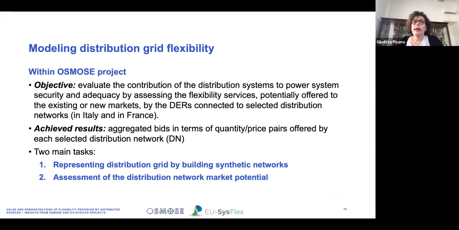Our objective within OSMOSE is to assess the flexibility product potential offered by the DRs connected to a group of selected distribution networks in Italy and France. The achieved results are the aggregate bids in terms of quantity and price offered by each selected distribution network. Next slide, please.